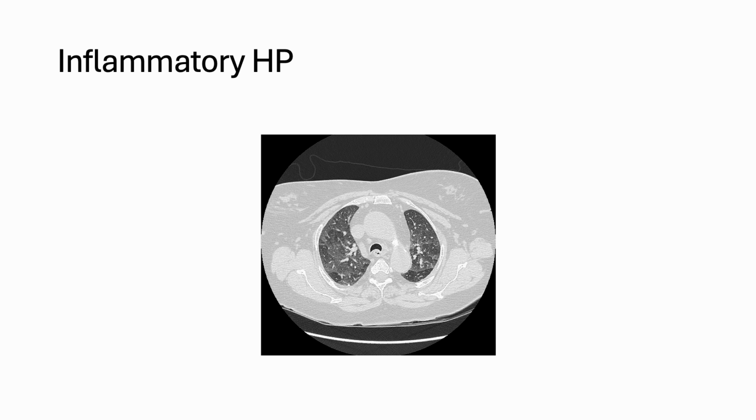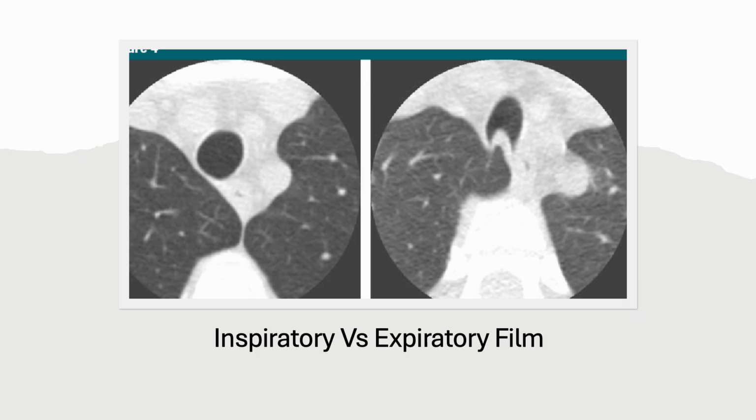So the classic features of inflammatory HP are air trapping, mosaic attenuation, and nodules mostly affecting the upper zone of both lungs. That's the difference between an inspiratory film and an expiratory film. You need to look at the trachea. The trachea is more oval in inspiratory compared to expiratory, where it is more circular.